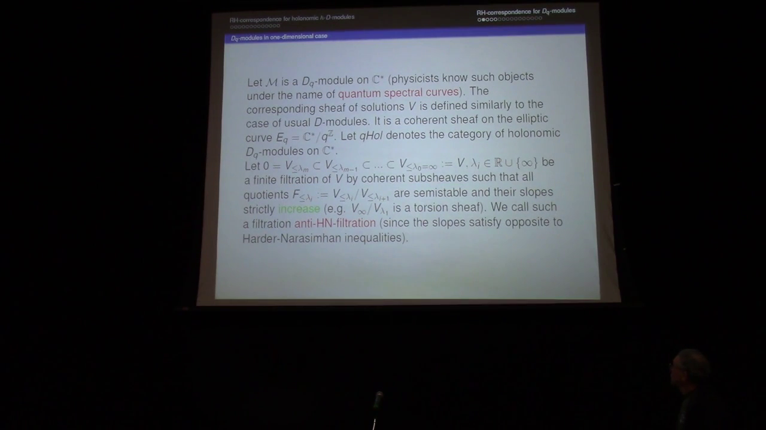In order to formulate the Betti side of the Riemann-Hilbert correspondence, I will need the notion of an anti-Harder-Narasimhan filtration of a coherent sheaf. So if I have a coherent sheaf on the elliptic curve, which is filtered by real or rational numbers plus infinity, I will say that the filtration is anti-Harder-Narasimhan if the slopes of the subsequent quotients go in the wrong way, opposite to the Harder-Narasimhan filtration. In particular, the very first quotient has a maximal slope, it's a torsion.